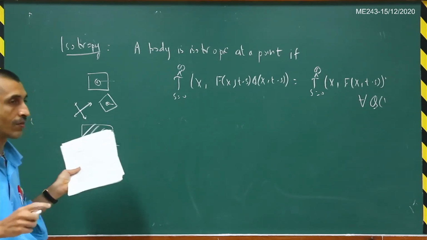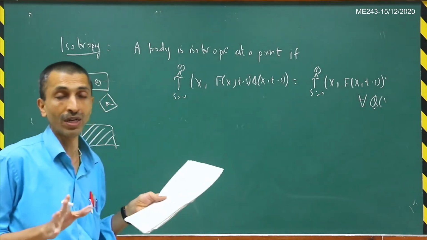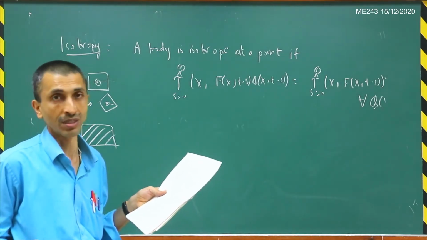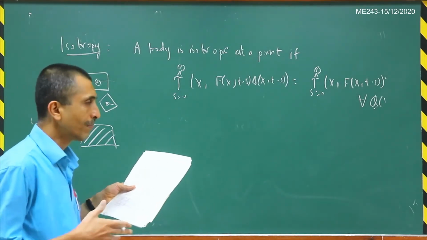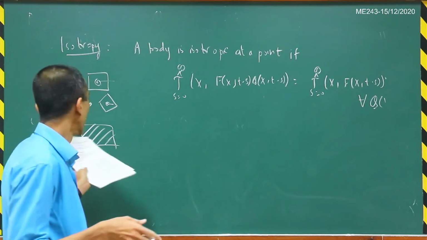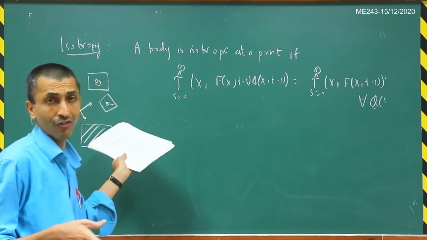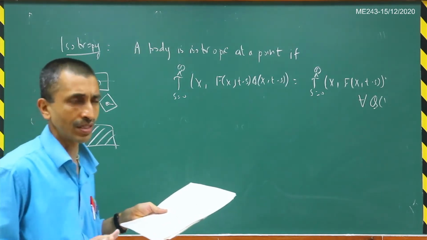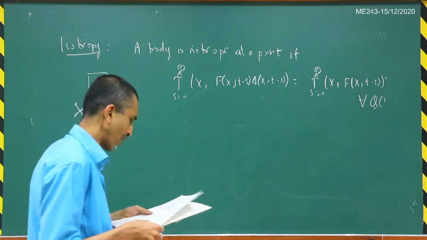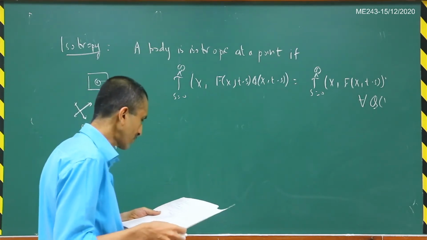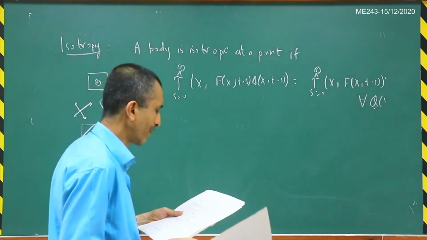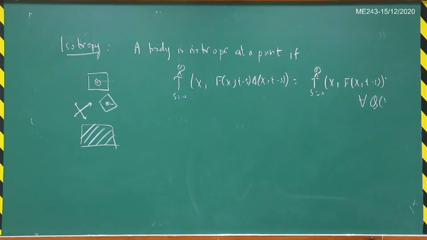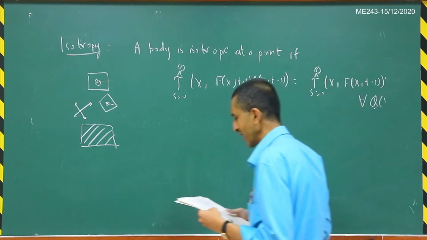So what you have to remember is that material frame indifference is an axiom, whereas isotropy is an assumption that we are making about the nature of the material. But for most materials, if you don't have something special like fibers running through the material, mostly you can make the assumption of isotropy. Now we will combine the two notions of isotropy and material frame indifference and see what we get out of that.